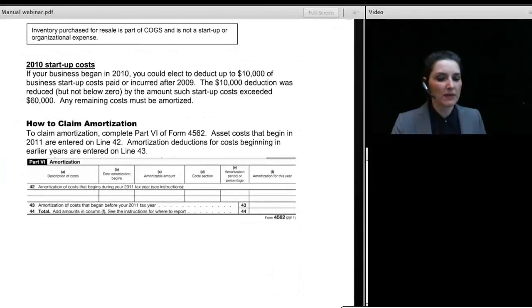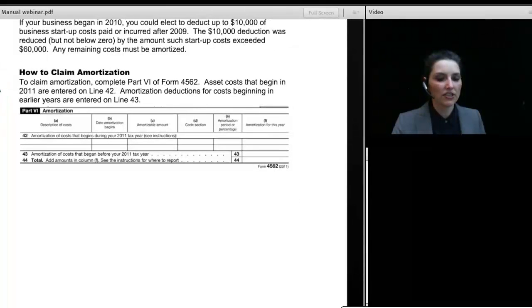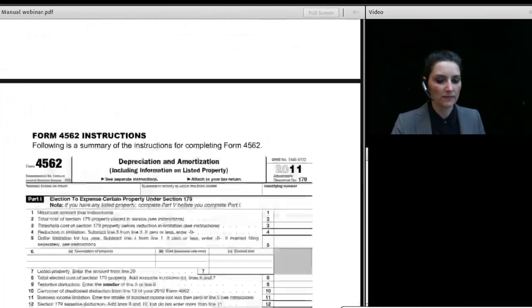2010 startup expenses, if any of you remember it, for 2010 only, we had a one-time rule that allowed up to $10,000 of startup expense and organizational costs to be deducted rather than only $5,000. And that began a phase out when the startup costs exceeded $60,000, but that's in play only for 2010 returns. How do you claim amortization? You claim it in Part 6 of Form 4562.